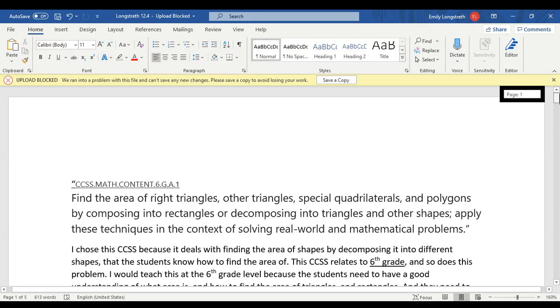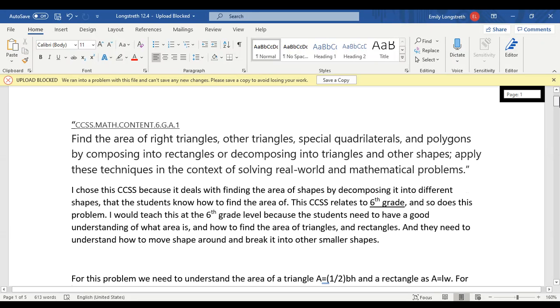Hello, I chose the Math Common Core State Standard 6.G.A.1. Find the area of right triangles, other triangles, special quadrilaterals, or polygons by composing into rectangles or decomposing into triangles and other shapes. Apply these techniques in the context of solving real-world and mathematical problems.